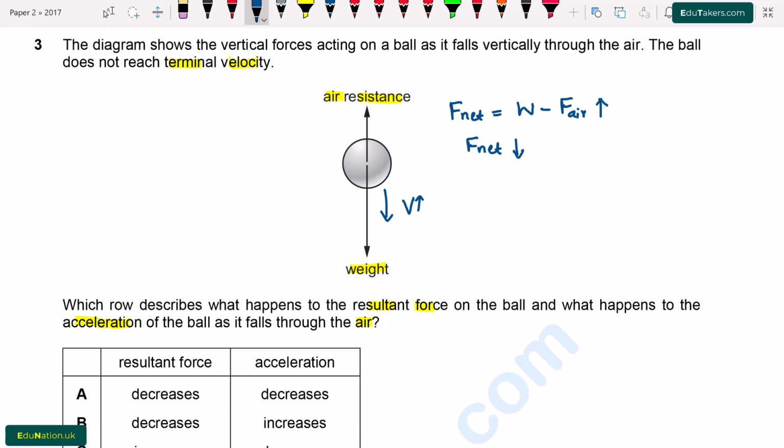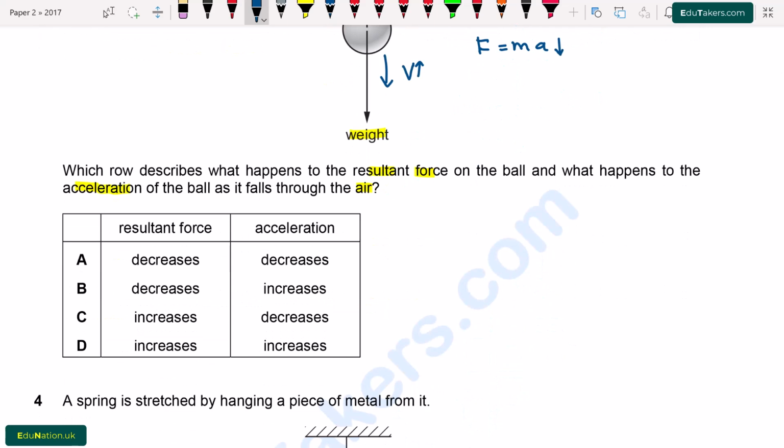And we know that according to Newton's second law of motion, F is equal to ma. When the net force decreases, acceleration should decrease. Now we see the options. Resultant force and acceleration. Option A, decreases, decreases. B, decreases, increases. C, increases, decreases. D, increases, increases. From here, option A is correct because both the resultant force and acceleration are decreasing.